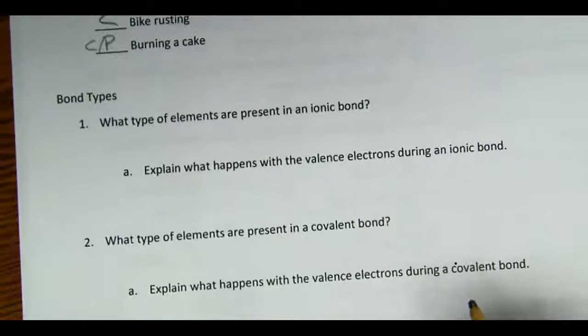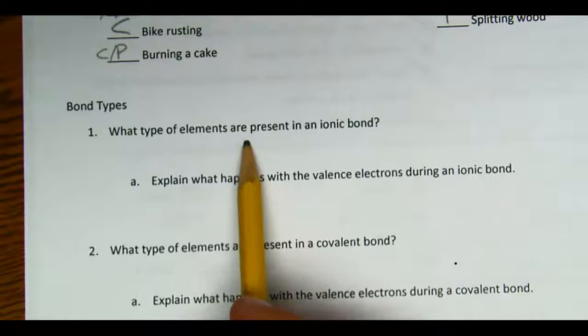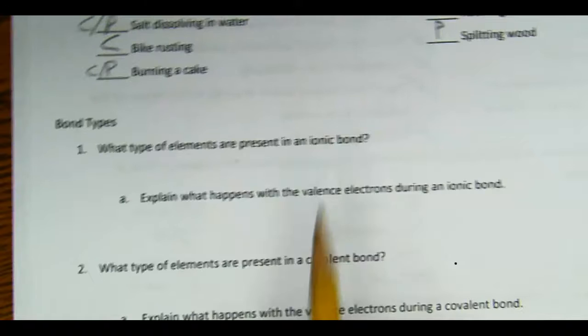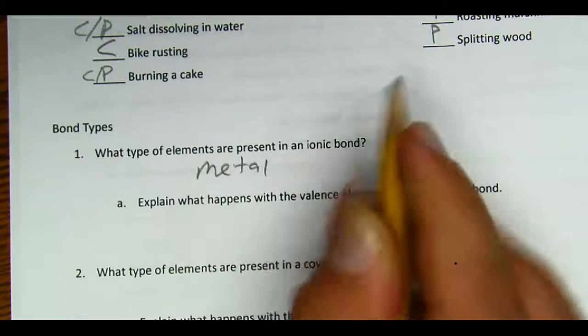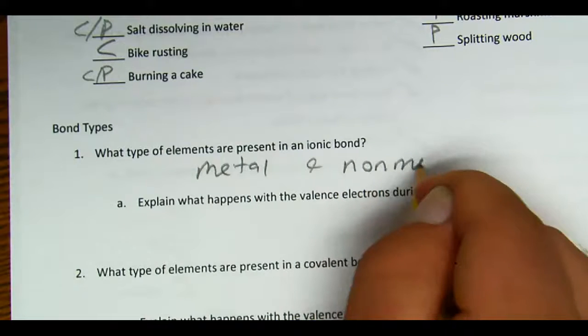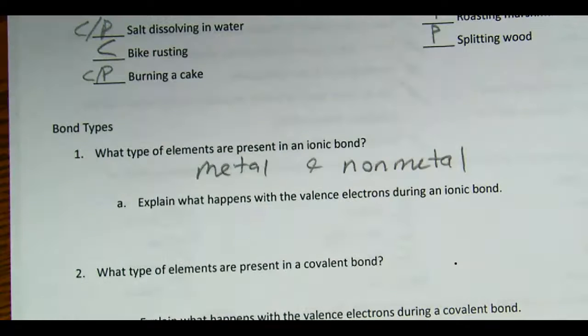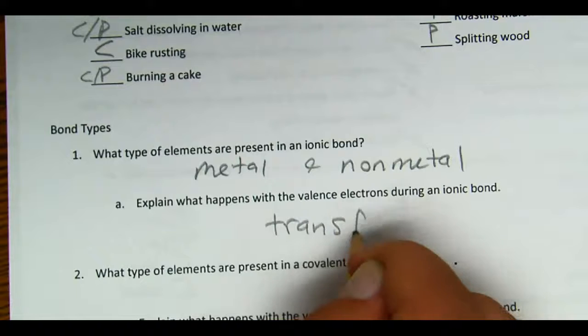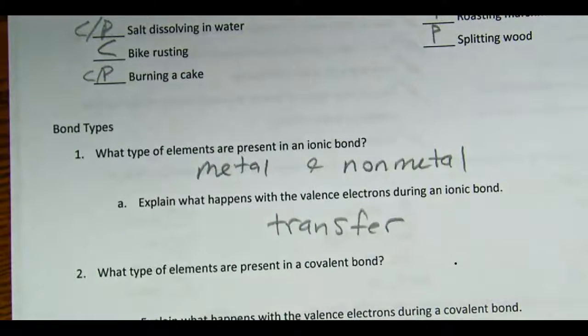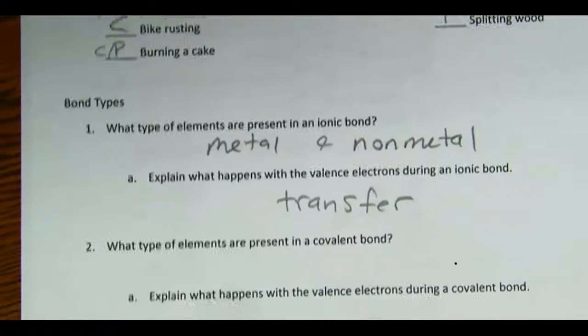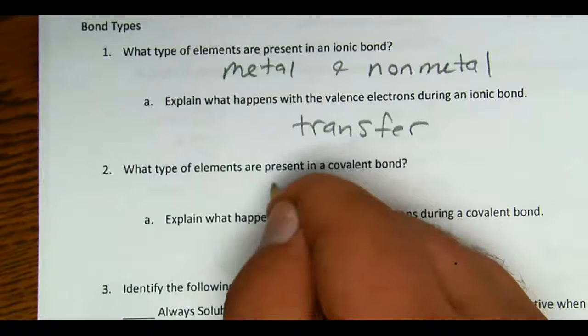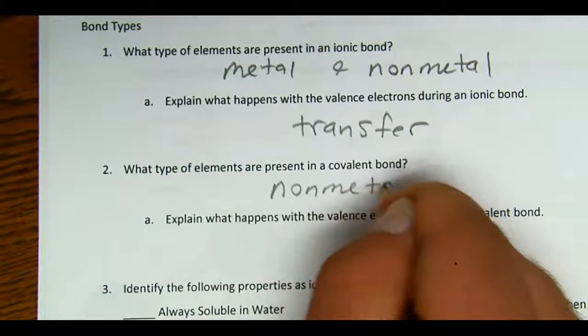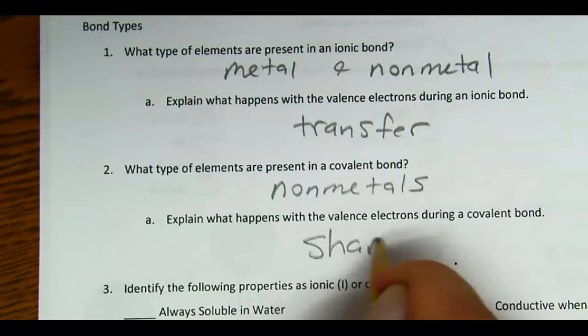Bond types. What type of elements are present in ionic bonds? Okay, in ionic, you have at least one metal and a nonmetal. Okay. Explain what happens to the valence electrons. All you have to say is they transfer or one gives up an electron to the other. Either way works. All right. Number 2 says, what type of elements are present in a covalent bond? Those are 2 or more nonmetals. And what they do is they share electrons.